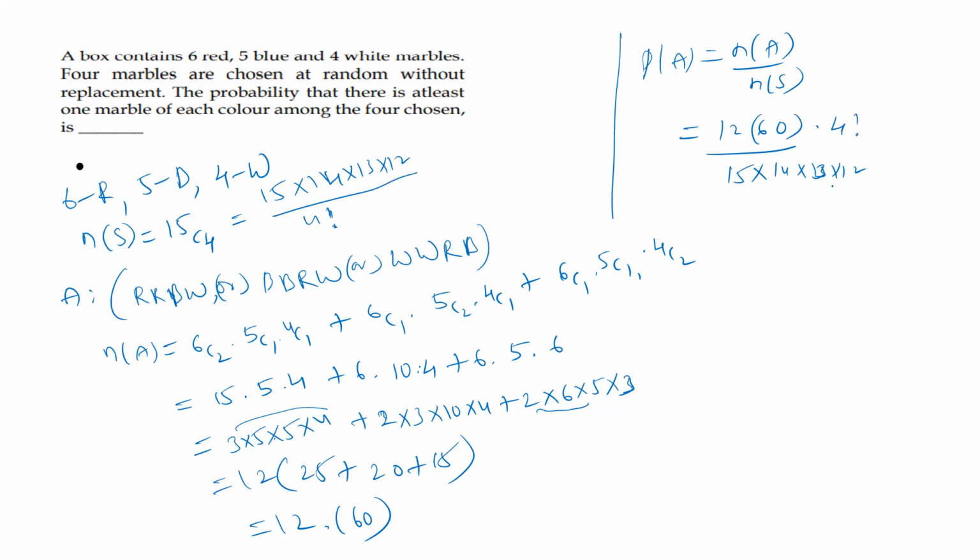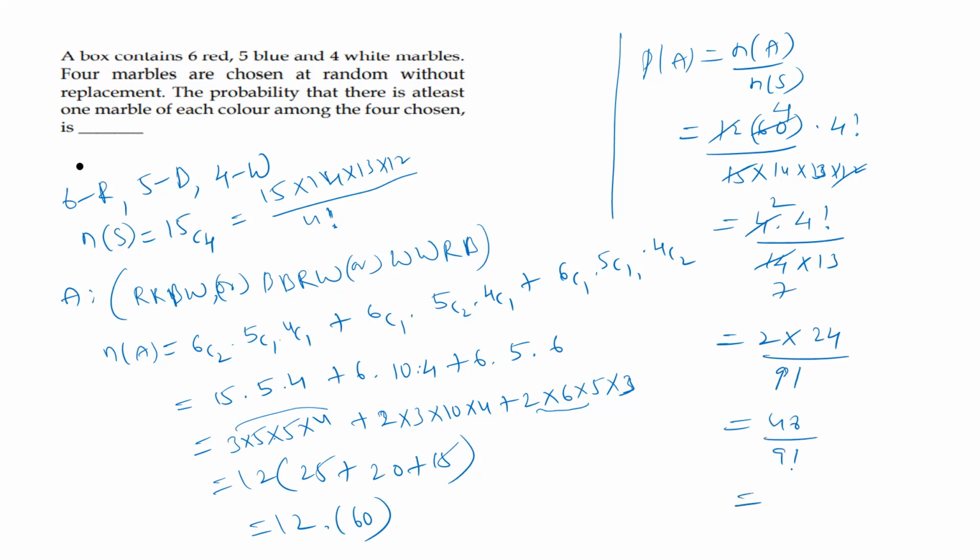Numerator 12, 12 cancel. 15 ones are 15. 4s are next, 4 into 4 factorial by 14 into 13. 2 2s are, 2 7s are. 4 into 4 factorial is what? 24. By 13 7s are 91. This is 48 by 91. 48 by 91 means 0.53. Okay. Next. It's very easy, ma.